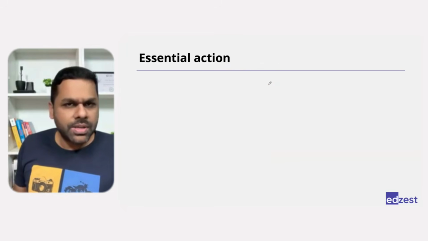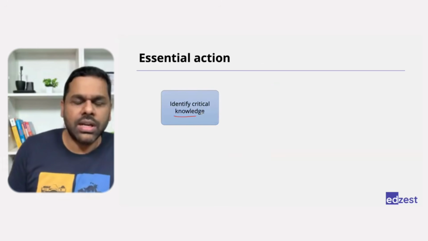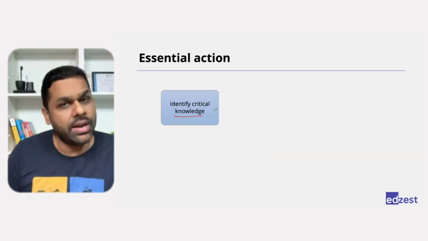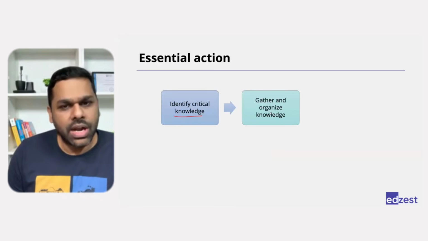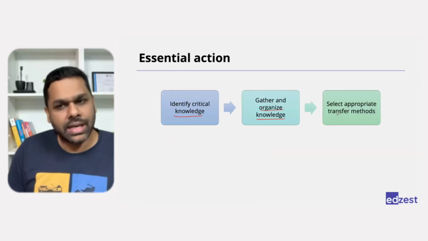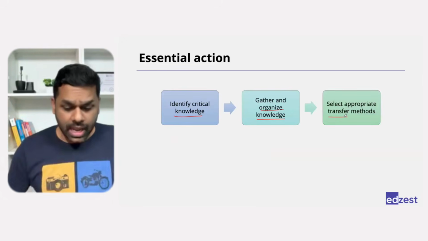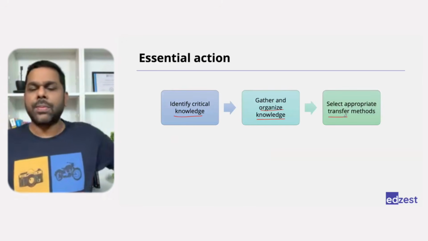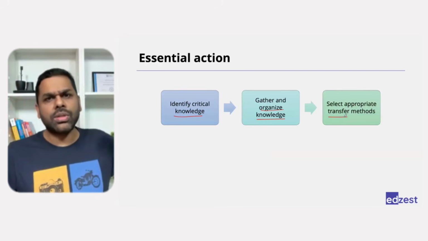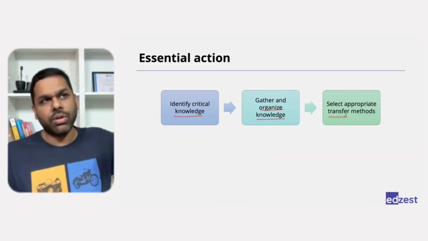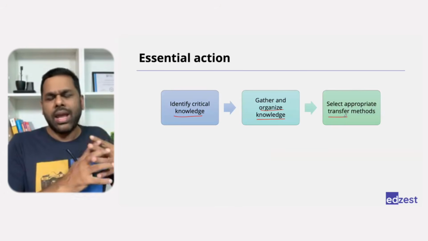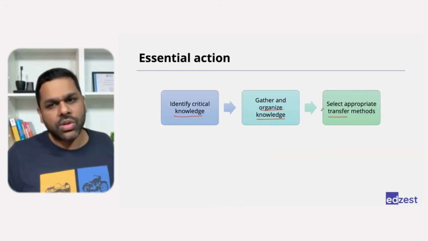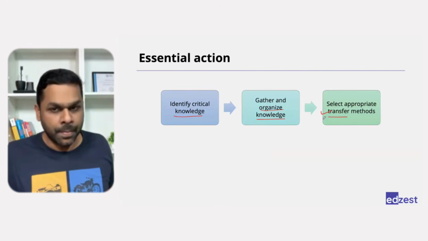So what should the project manager do? First, identify the critical knowledge that we need to share, store, and transfer to somebody. Then gather and organize that knowledge. Select an appropriate transfer method which will help in transferring it properly. It could be storing on a shared folder. It could be sharing through email. It could be sharing through WhatsApp. You could create a WhatsApp group. Anything is possible. You just need to figure out what should be the best transfer method.